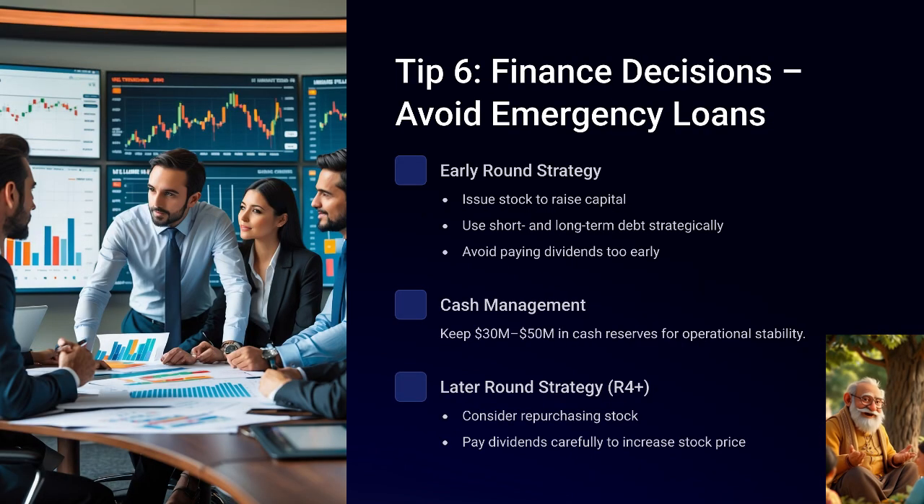Tip 6, finance decisions. Avoid emergency loans. Managing cash is critical. Poor financial planning leads to emergency loans, a big red flag. In early rounds, issue stock to raise capital. Use short and long-term debt strategically. Avoid paying dividends too early. Keep $30 million to $50 million in cash reserves for operational stability.